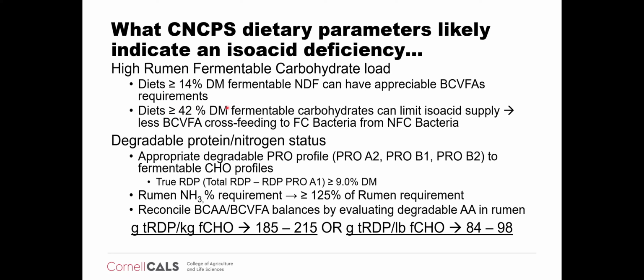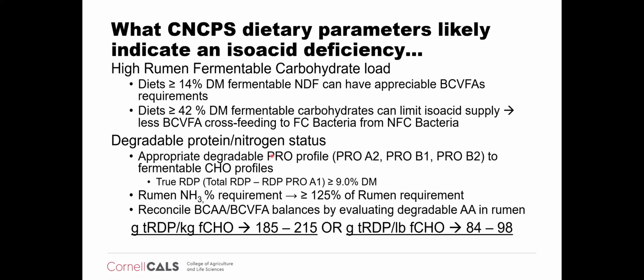Diets greater than 40% of dry matter from total fermentable carbohydrates can limit isoacid supply. And that's just less branched chain VFA cross-feeding the fiber bacteria from NFC bacteria. Again, if you get high starch, high sugar, and those amylolytic bacteria have an opportunity to digest more of that carbohydrate, they may make the branched chain VFAs, but they're going to cycle them back up because it's more efficient for them just to use them straight away. And that's one of their niches.